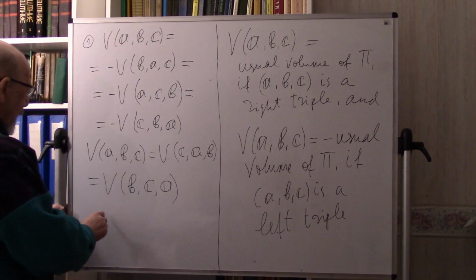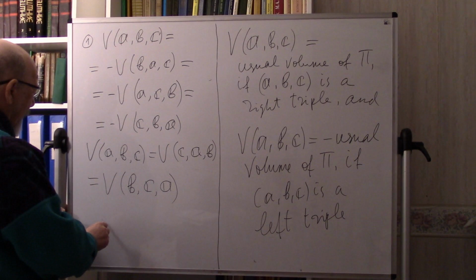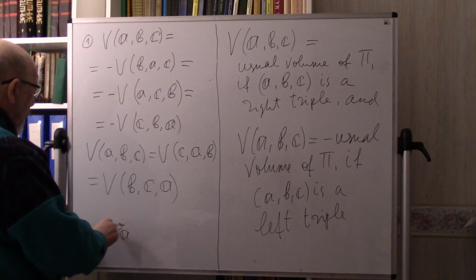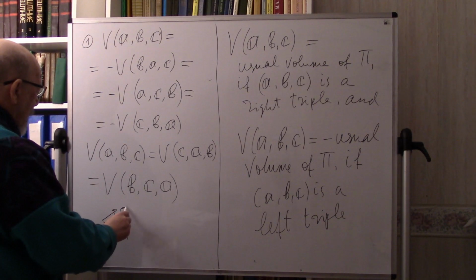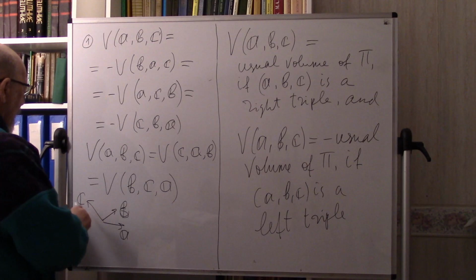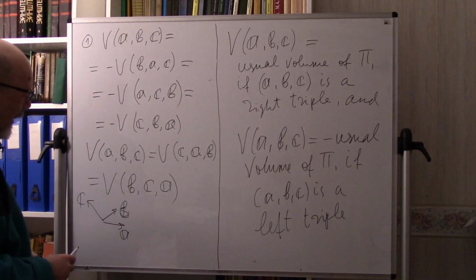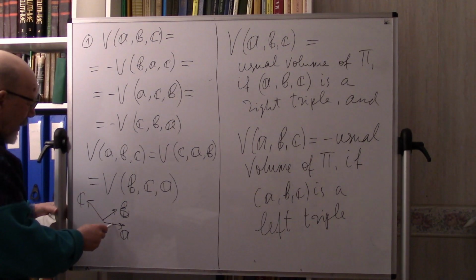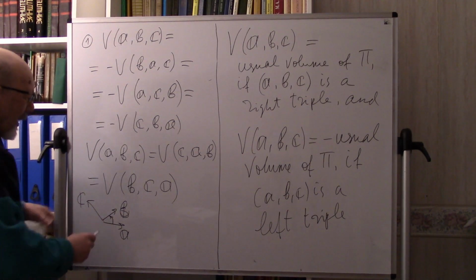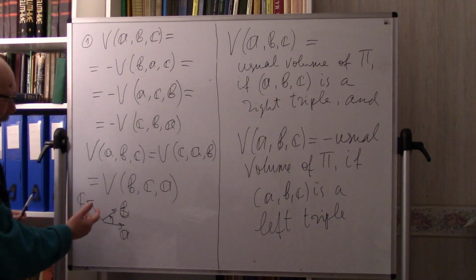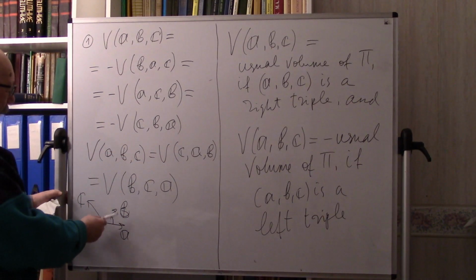So what happens here? If you take the triple, say A, B, C, and this triple is a right triple, yeah, when you take this triple, it is the same triple but turned. So instead of A, we have B.